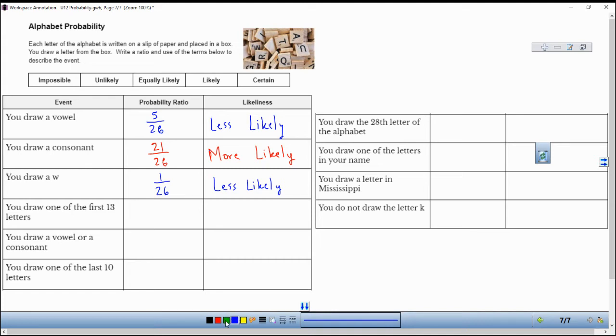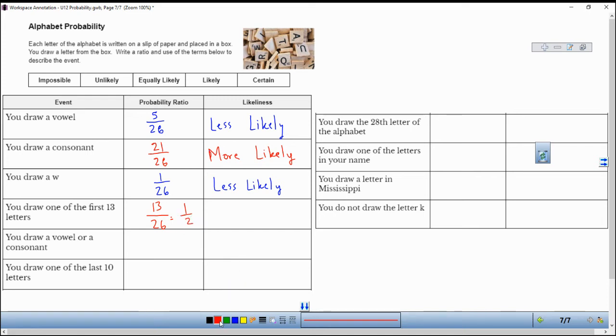You draw one of the first 13 letters of the alphabet. So how many letters are in the first 13 letters? That'd be 13. A, B, C, D, E, F, G, H, I, J, K, L, M. So there are 13 favorable outcomes there. And how many letters are there? Well, there's 26. Do you notice anything about this fraction? This is the same thing as 1/2, because if you divide the top and bottom by 13, that's the same thing as 1/2.